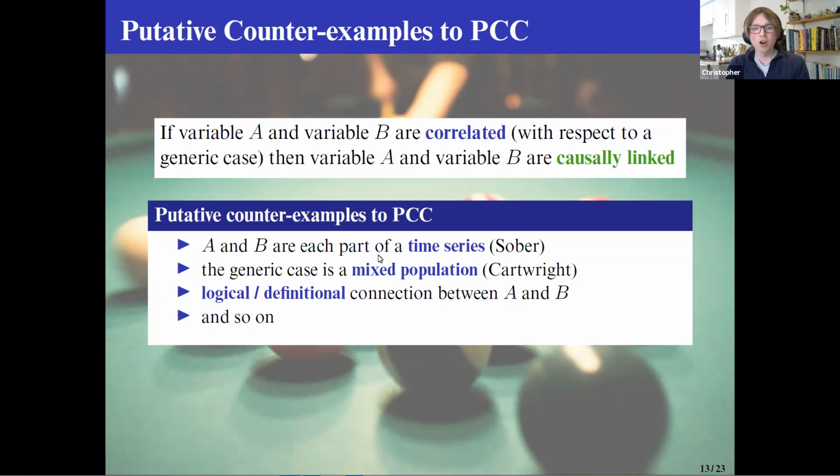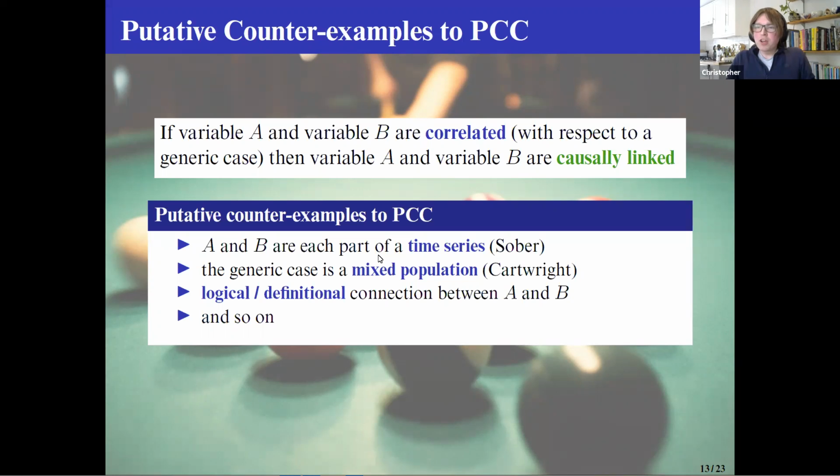There are lots of other putative counterexamples. So cases in which the generic case is insufficiently homogeneous, a so-called mixed population, appear to be counterexamples too. Then there are cases where the variables A and B are connected because of definitional or logical reasons. Well, there the variables might correlate, but the link they have isn't causal. The link they have is more logical or definitional.